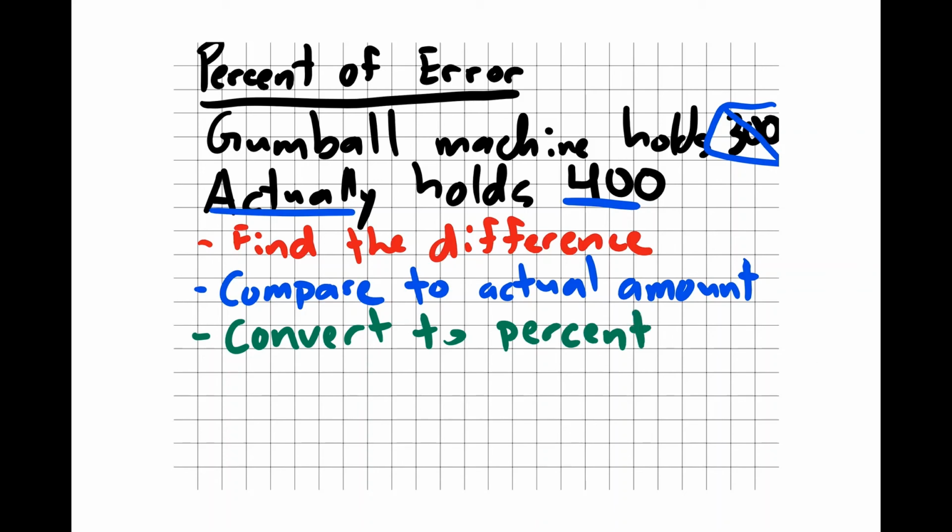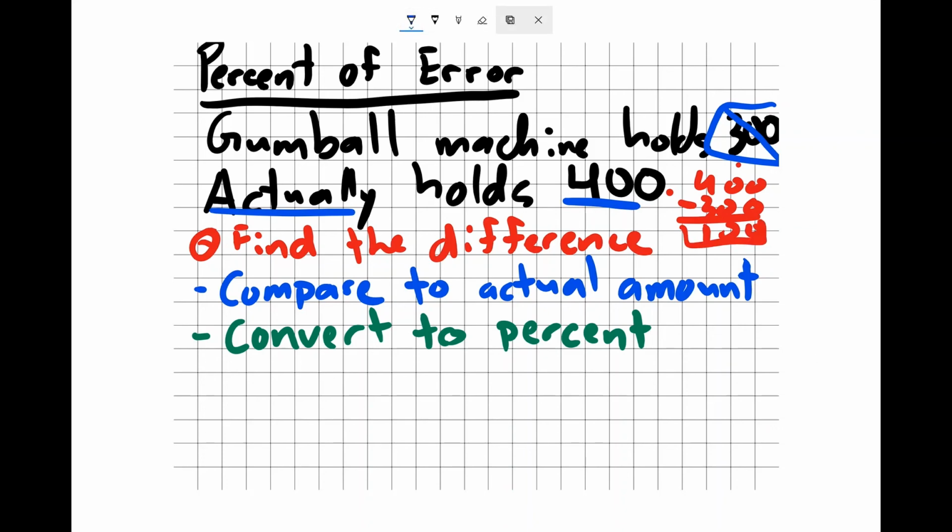Okay, so it's very similar, but this key difference can represent the difference between your answer being right and your answer being wrong. So let's see what that looks like. Again, you want to find the difference. 400 minus 300 produces a difference of 100.